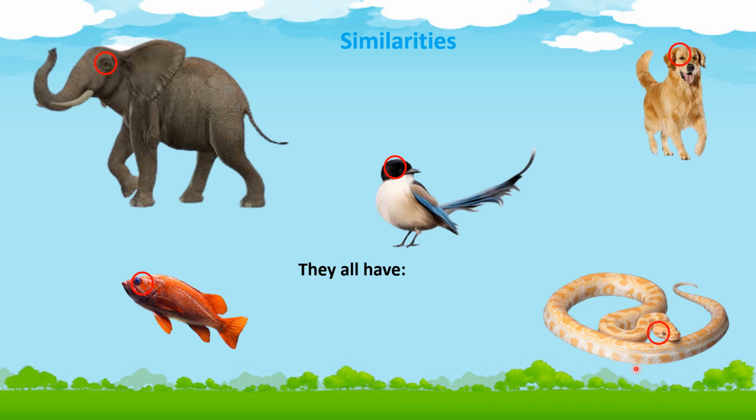Do they all have eyes? Yes, they do. Look, they all have eyes. So all animals have eyes. Do they all have a mouth? Yes, of course. The elephant has a mouth, the fish, the bird, the dog, and the snake. So they all have a mouth, right? What else is common? I want you to look carefully. Excellent. They all have tails. Look, all the animals have a tail, right? So the similarities between animals are they all have eyes, a mouth, and a tail.